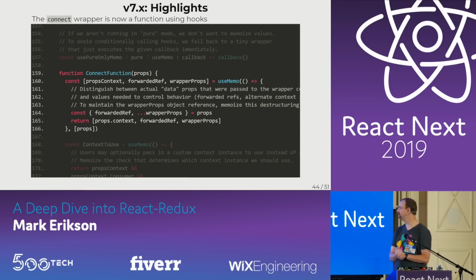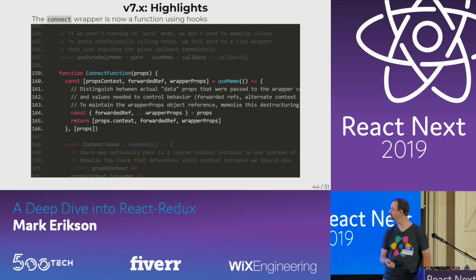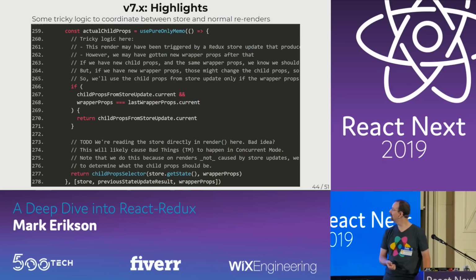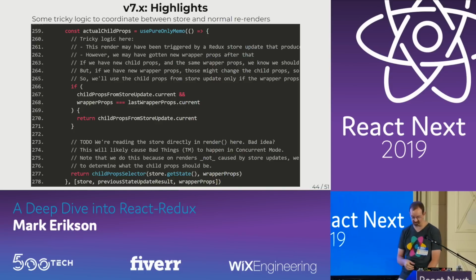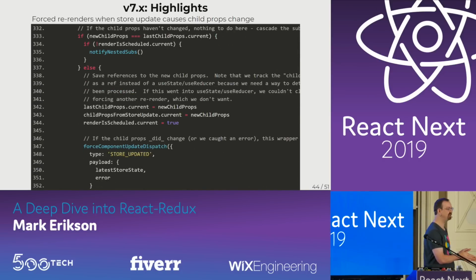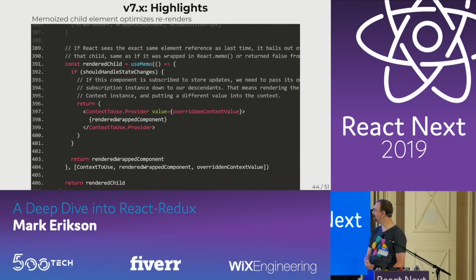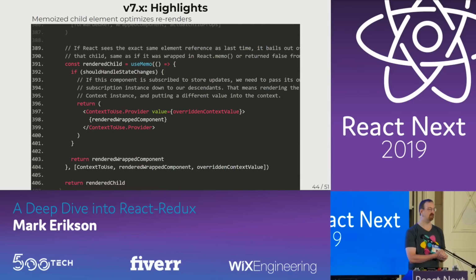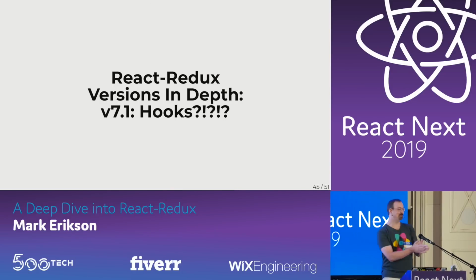So let's actually look at a couple of these code snippets real fast. You can see that connect itself is now a function component that uses hooks internally for its implementation. You can see some fun logic for actually running that selector and trying to calculate what the new child props should actually look like. And we actually have to force a re-render when an action is dispatched and we've calculated that the child props have changed. And finally, we do actually use that same memoized child element trick, except that this time we can now use React's built-in useMemo hook to do that work rather than trying to memoize that logic in some separate way. So that brings us up to version 7.1.